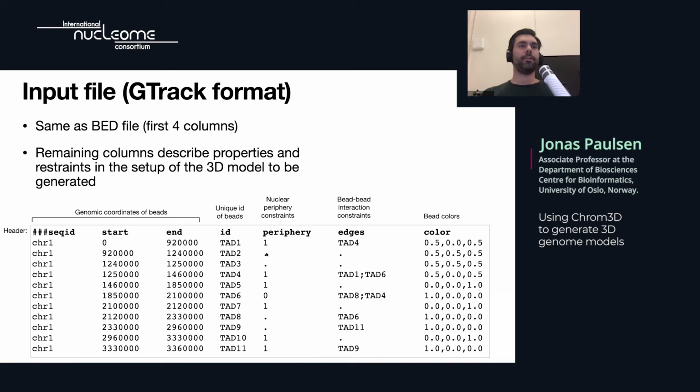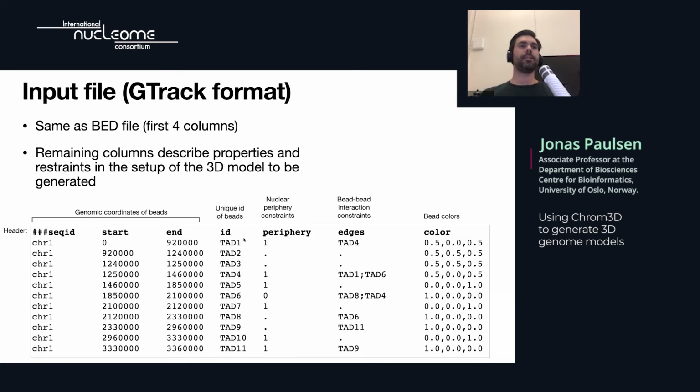If you provide a dot in the same column, it means that this TAD will not care whether it's in the periphery or in the center or anywhere else. If you give a 0, it means that this TAD would like to go to the nuclear center. In the same way, we have a column called edges, and in the edges column, you will give interaction restraints.